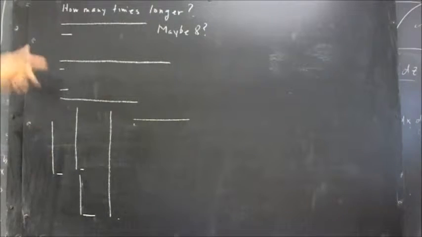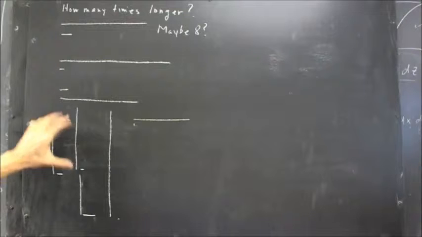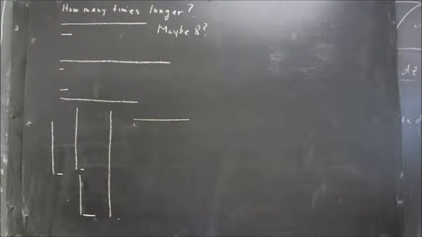Okay. Now I want you to pause and make estimates for this pair, this pair, this pair, this pair, this pair, this pair, and this pair. Hopefully you made your estimates.